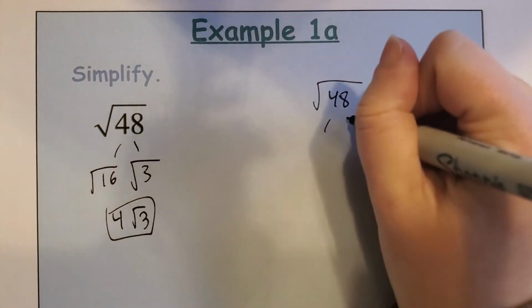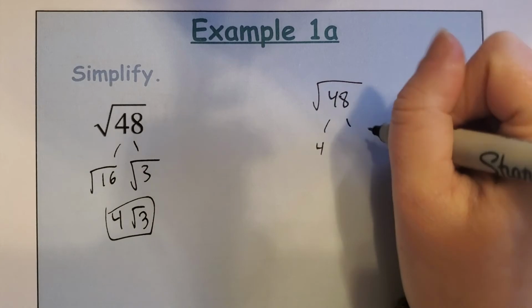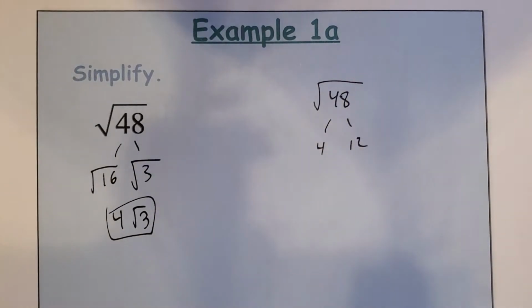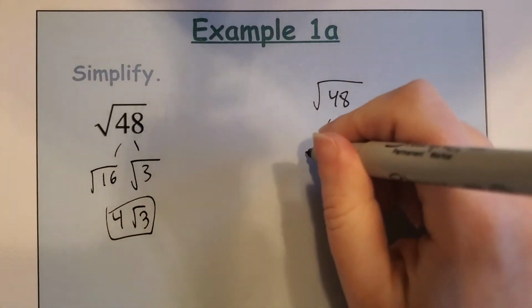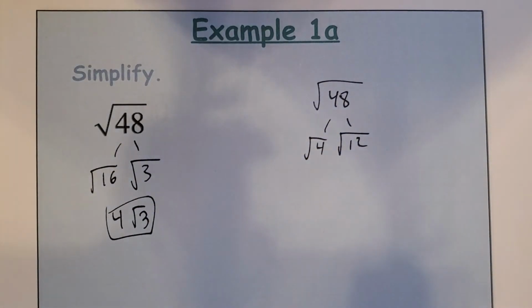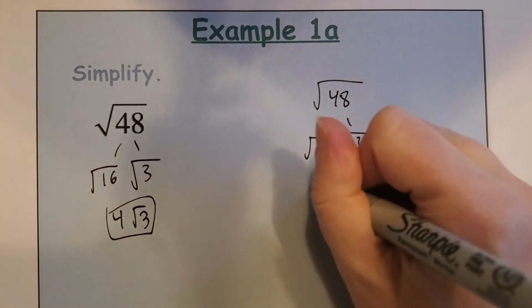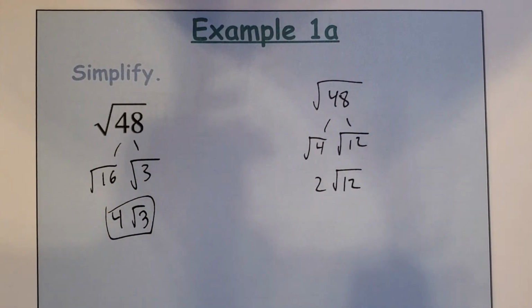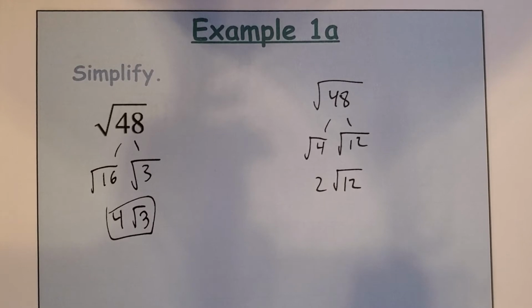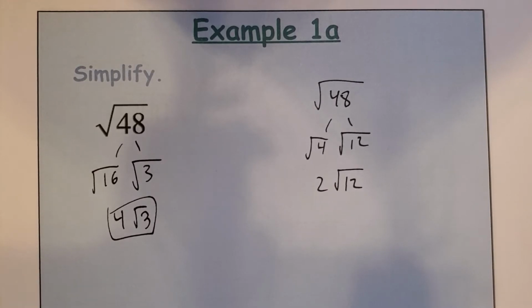So I know 48 divided by 4 is 12. So I can also say the square root of 48 breaks up into the square root of 4 and the square root of 12. Now I know the square root of 4 is 2. So wouldn't my answer be 2 root 12, Miss Waring? Are there 2 possibilities for a final answer for questions like these? No. All right.